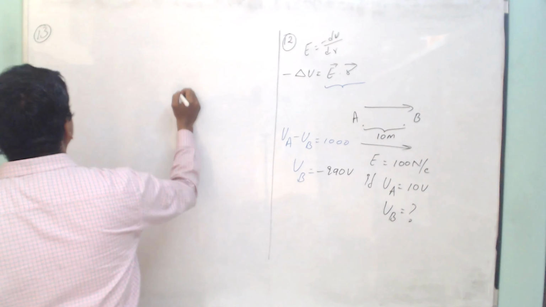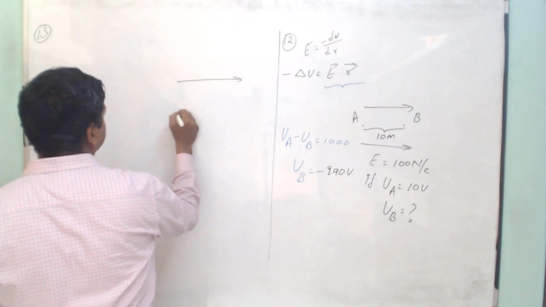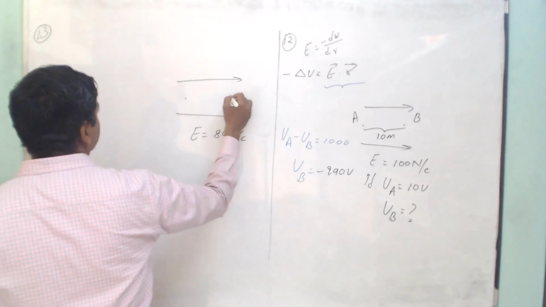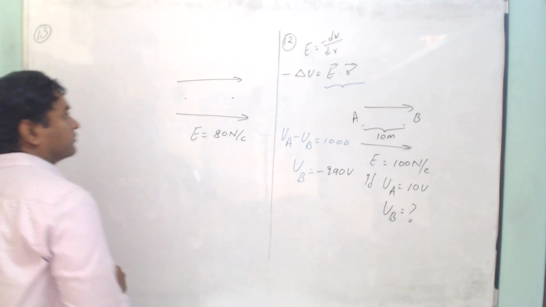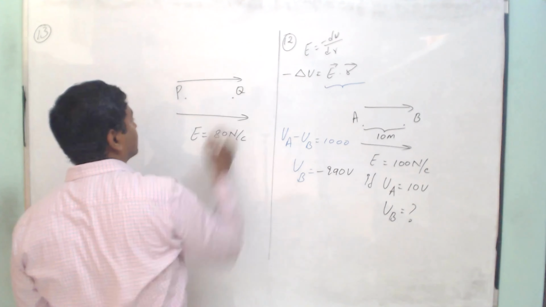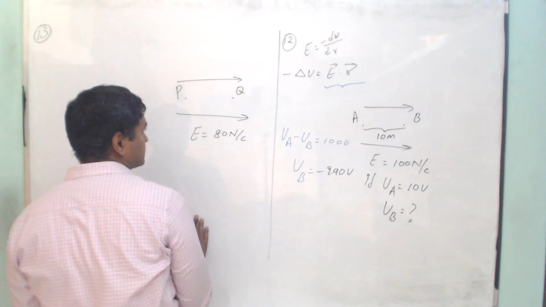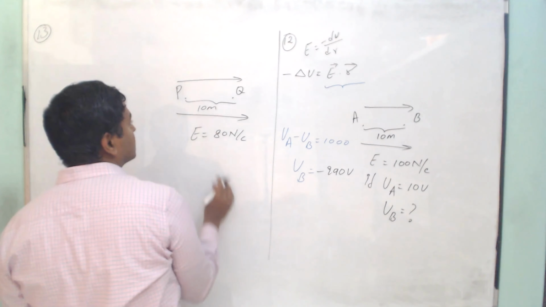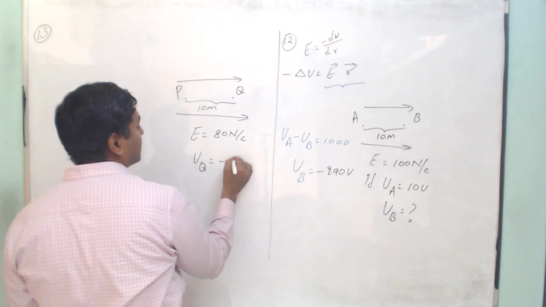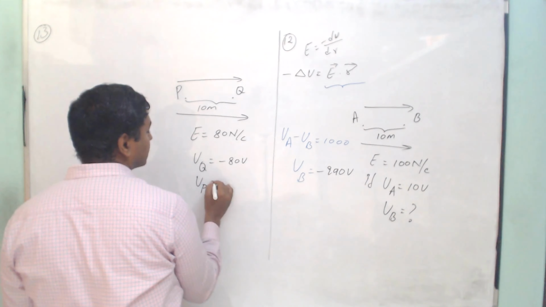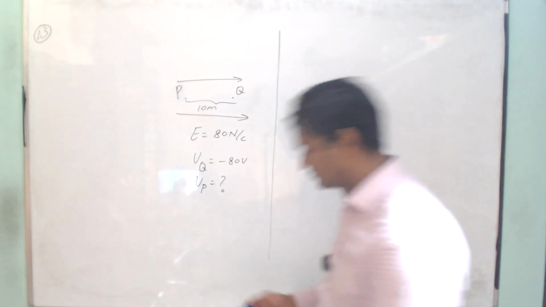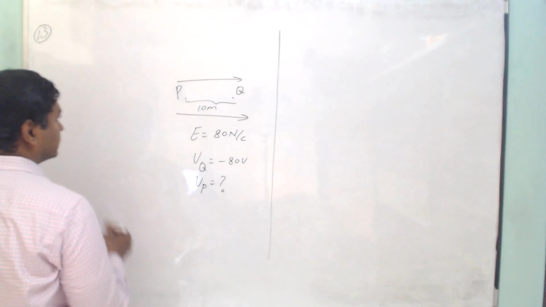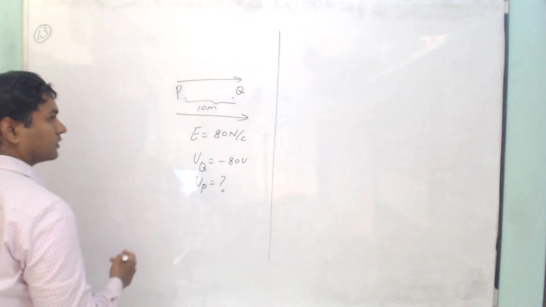Take that down quickly. Electric field is 80 Newton per coulomb. Again, I am giving the same situation. Points P and Q. PQ is again parallel to the electric field, and the distance between PQ is taken as 10 meters. If VQ is equal to minus 80 volts, find VP. So what is the product? Product is 800. And VP minus VQ is equal to 800, right? So VP is equal to?